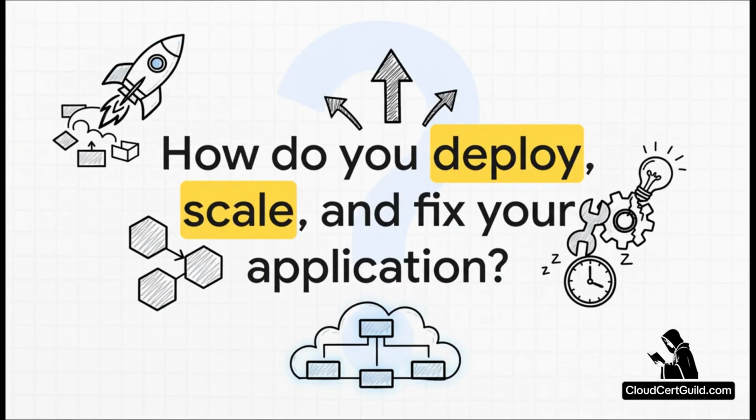So think about this for a second. You've built an amazing app. The code is brilliant. But now what? Seriously, how do you get it out to the world? Handle that crazy traffic spike when you suddenly get popular? And maybe most importantly, fix it when it breaks at 3 a.m., all without hiring a giant team of engineers just to keep the lights on. That's the real world problem, right?